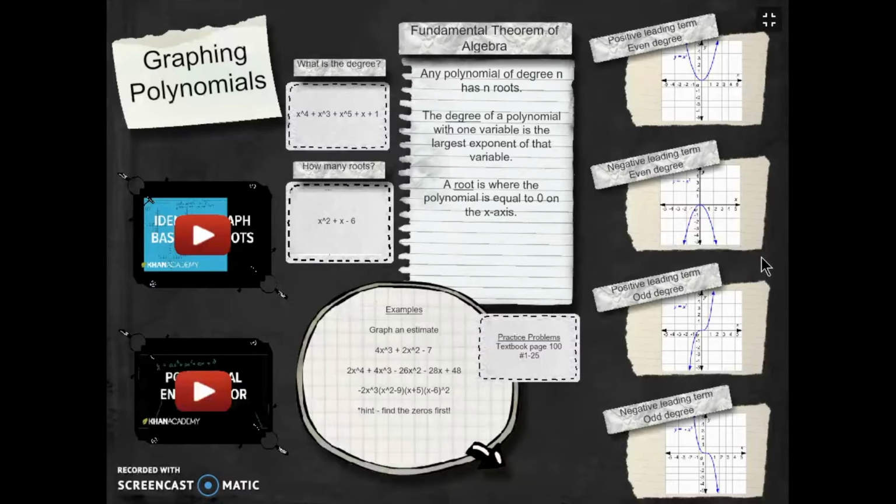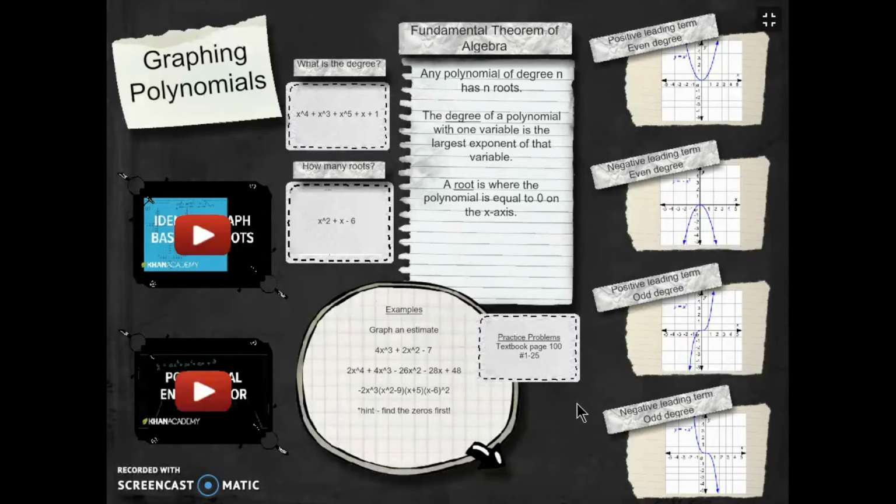So if you have a leading term that's positive and you have an odd degree, so maybe x to the third, your end behavior will look like this. One side will be pointed up on the right and the other side will be pointed down on the left. And if you have a leading term that is negative and an odd degree, the polynomial will look like this. It'll be pointed up on the left and down on the right.